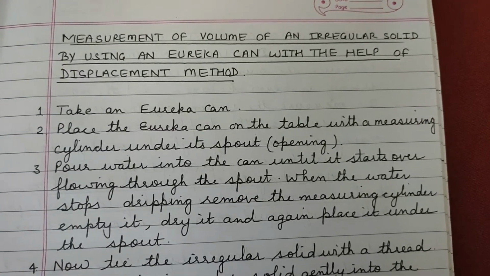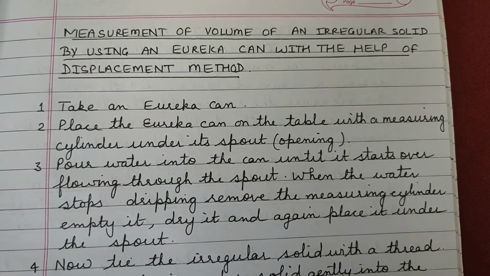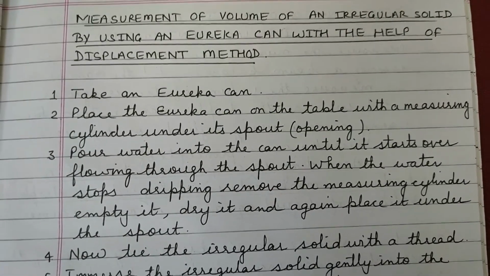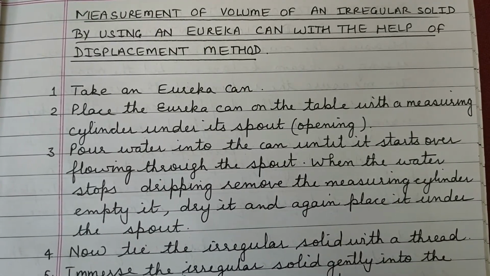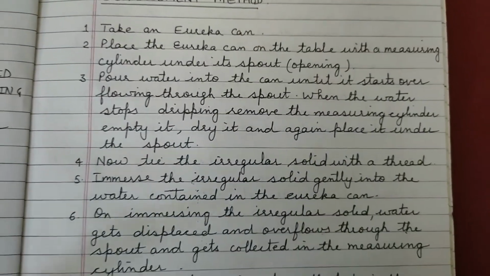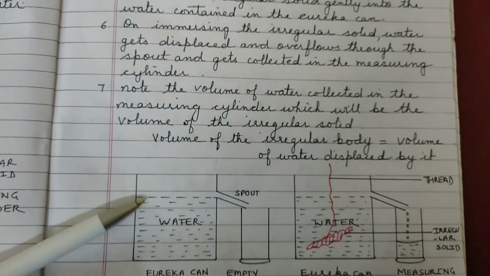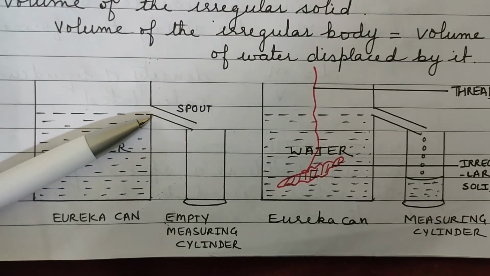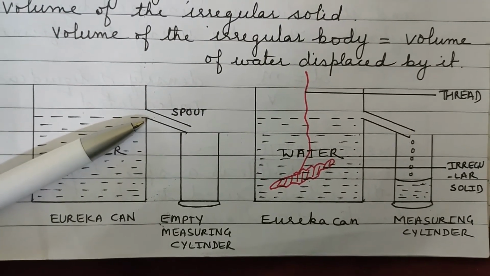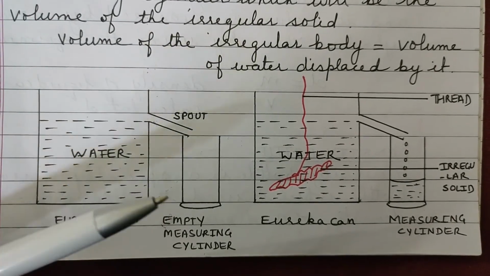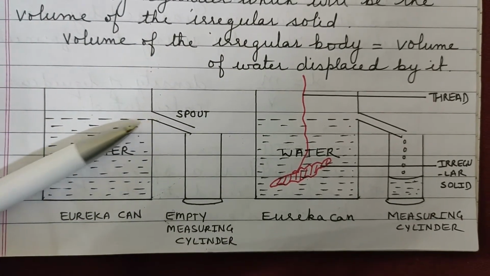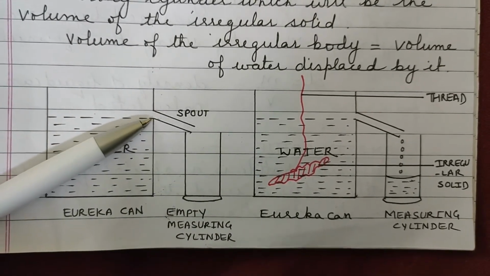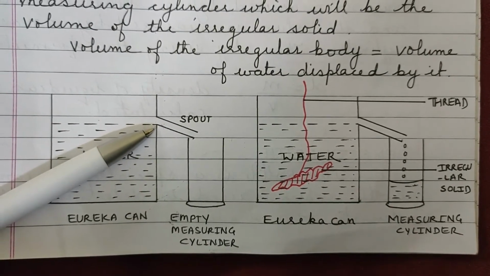Now instead of the measuring cylinder, if I want to make use of a Eureka can to find out the volume of an irregular solid, then I'll take a Eureka can, fill it with water up to the spout, right? The opening, whatever is the opening given, I'll fill the Eureka can up to the spout so that no overflowing of water takes place. Then I'll note down the level. That level is already there. So even if there is no measurement, we know that this is the initial level of water present in the Eureka can.